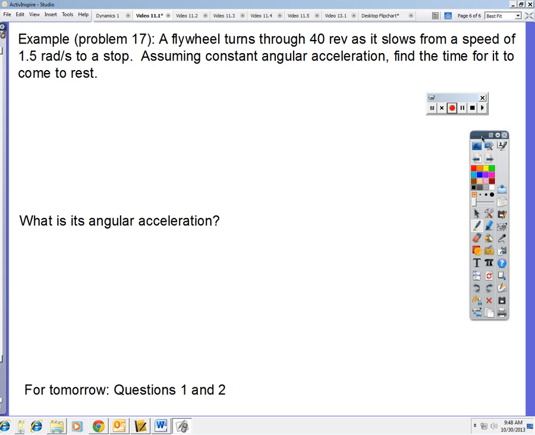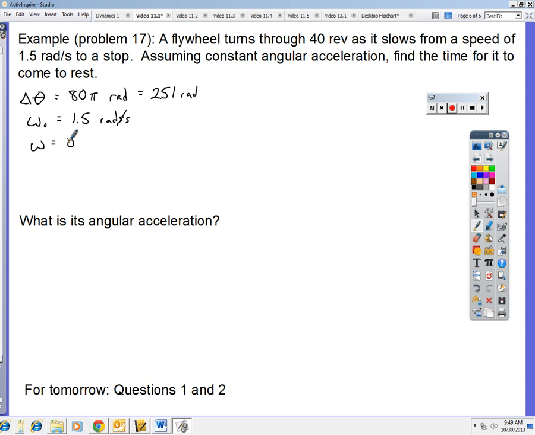Well, because it has constant angular acceleration, we can use the kinematics for the angular variables. And it's easier to find the angular acceleration first. So first off, we know the displacement. 40 revolutions is 80 pi radians, which is about 251 radians. We know that the initial angular speed is 1.5 radians per second. The final angular speed is 0. And we're looking for alpha, and then t.